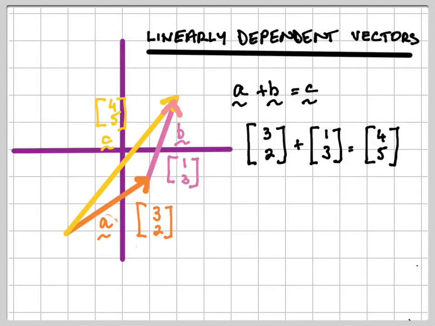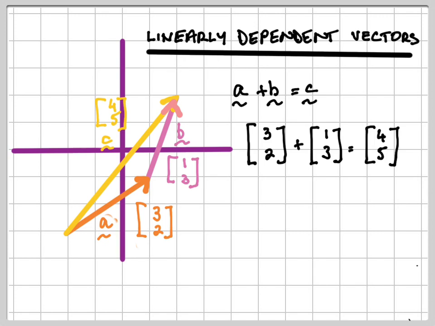Linearly dependent vectors. In this diagram here, we show vectors A, B and C. And you can see that vector C is obtained by adding vectors A and B. Now, because C is a combination of vectors A and B, in other words, just the summation of those vectors, these vectors are what we call linearly dependent.